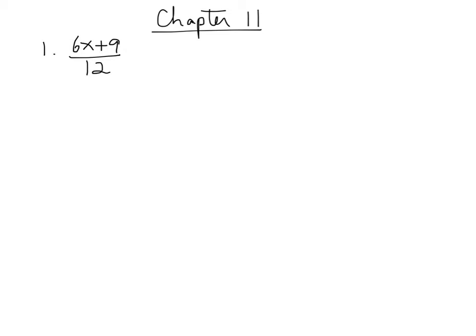Last chapter. We're asked to simplify these first few, and so we need to find something that's in common with all of these terms. And it looks like there's a 3 that goes into all of the terms. 3 goes into 12 4 times. 3 goes into 9 3 times. It goes into 6 twice. So we're left with 2x plus 3 all over 4. And that can't go any farther.